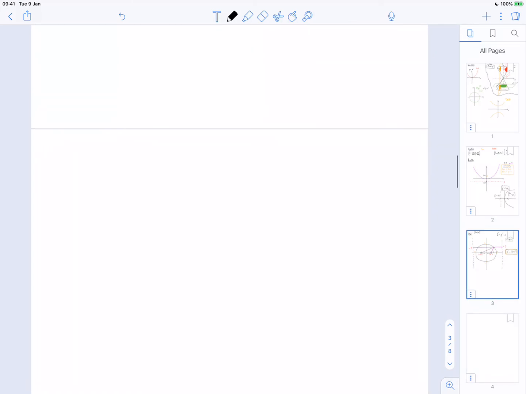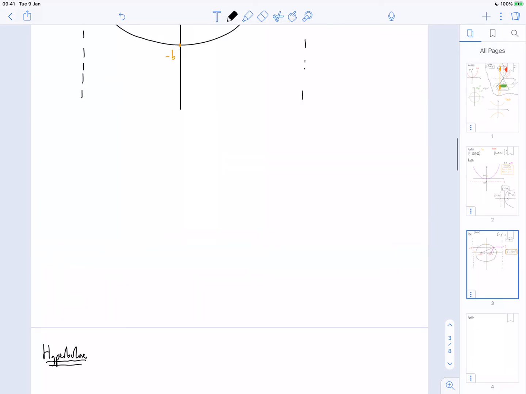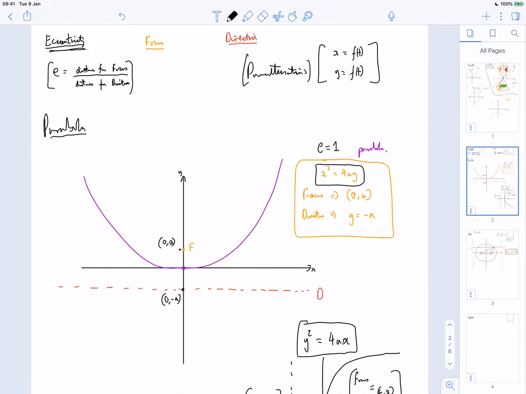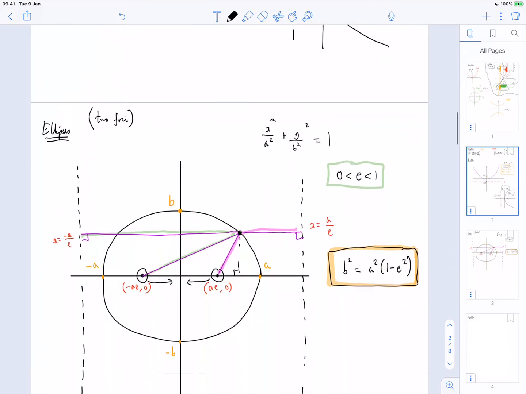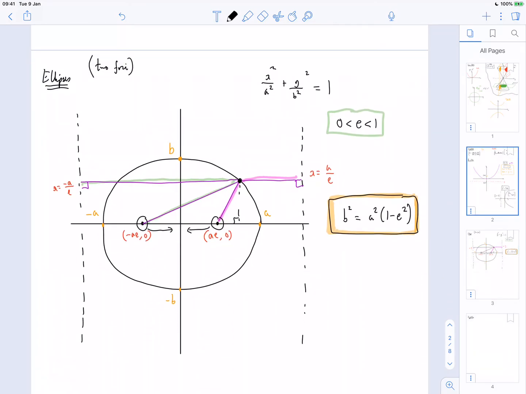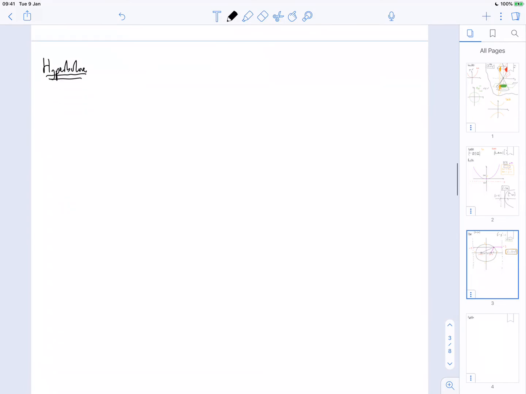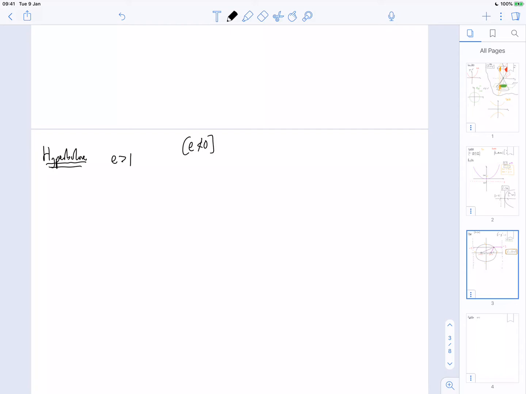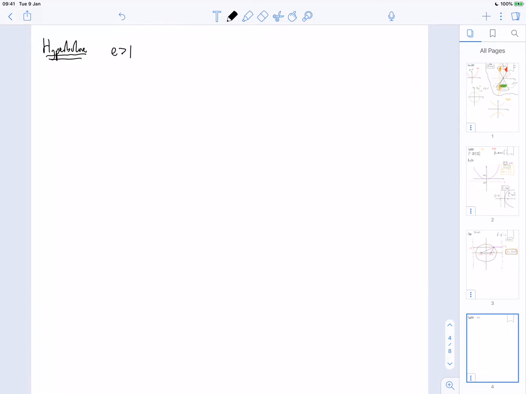The last thing I wanted to talk about was the hyperbola. And if you hadn't guessed, we've looked at the case when e equals 1. We've looked at the case when e is greater than 0 but less than 1. So we're now going to consider the case when e is greater than 1. Now e can't be negative because you can't have the ratio of distances being negative, because distances are positive quantities, so that just doesn't make sense.